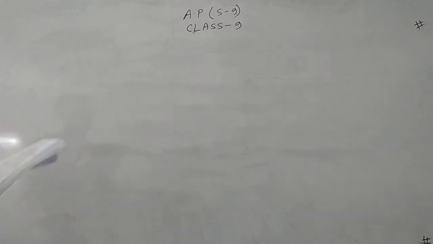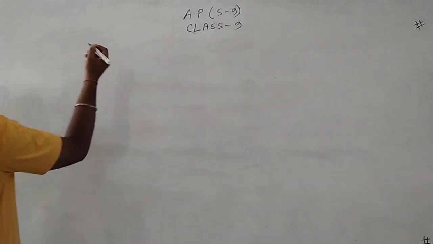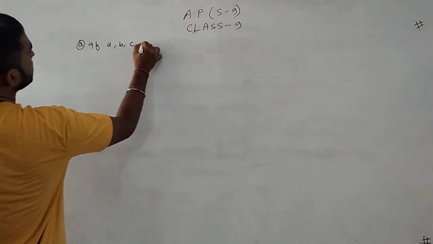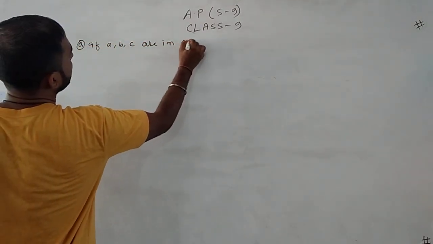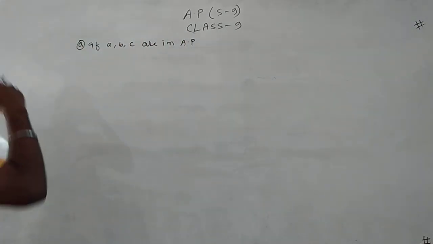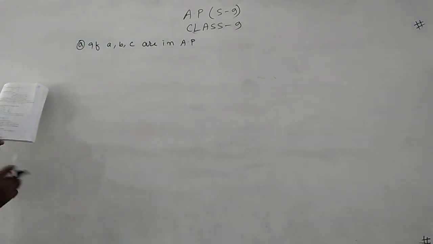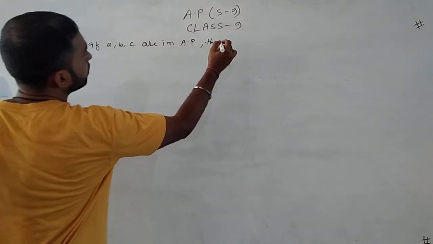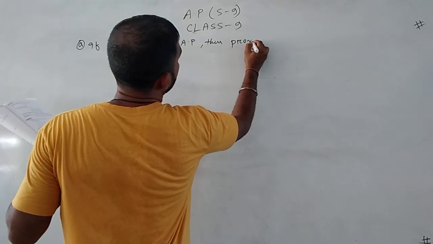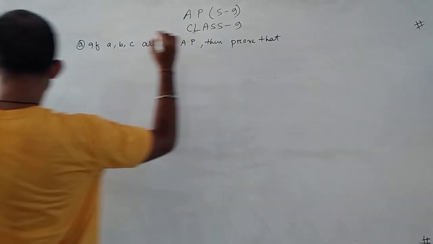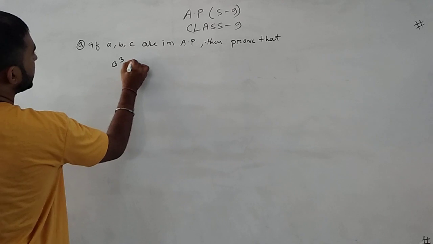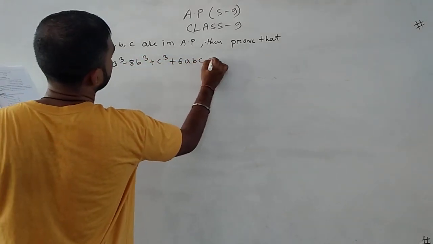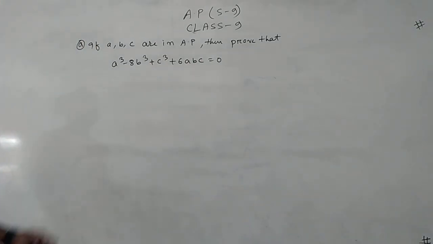Simple question. Next question: if A, B, C are in AP, this lesson progression is a huge lesson, AP and GP, then prove that A cube minus 8B cube plus C cube plus 6ABC equal to 0. This is the question.